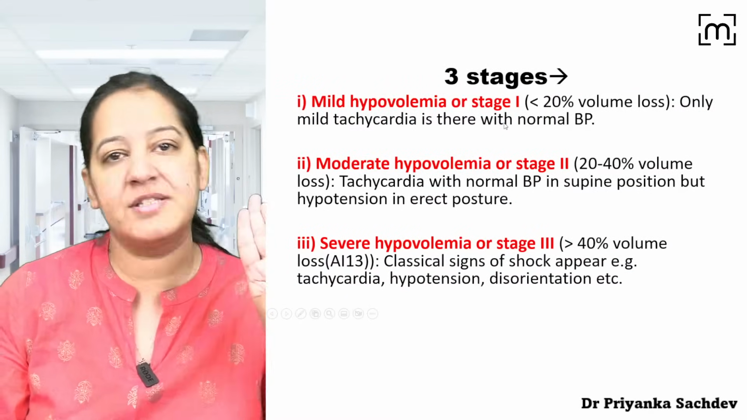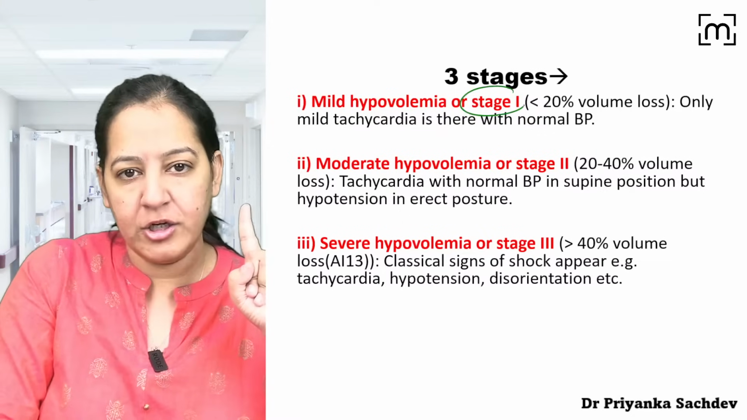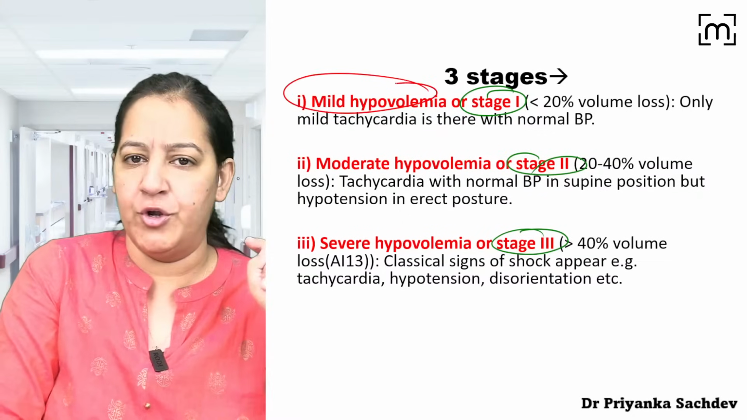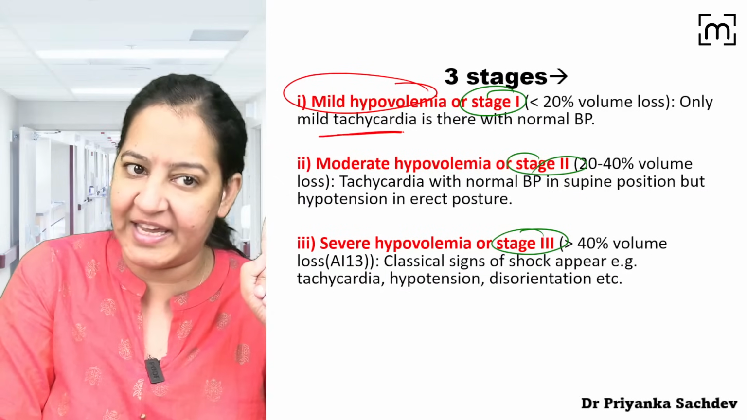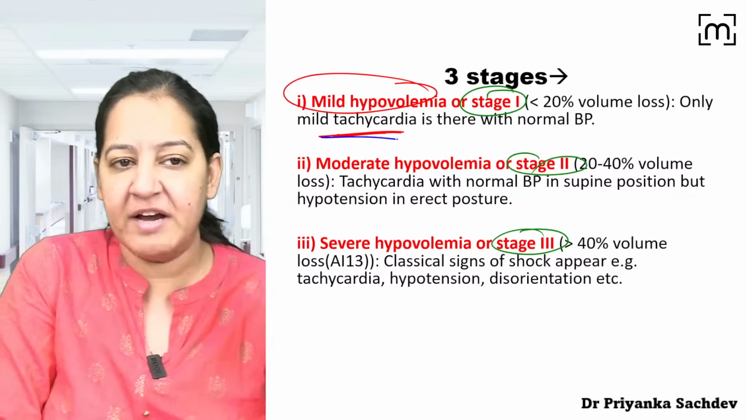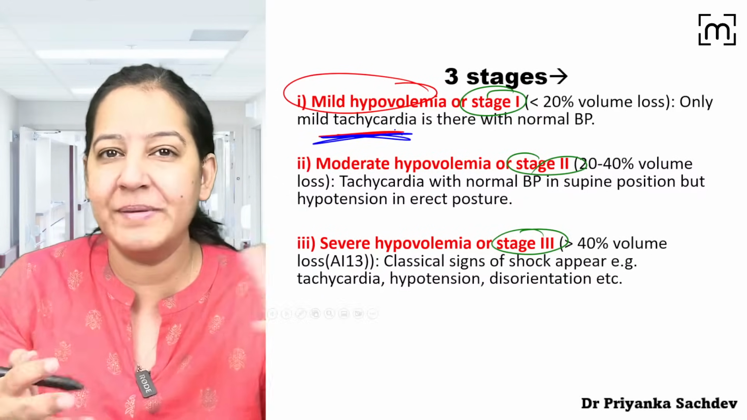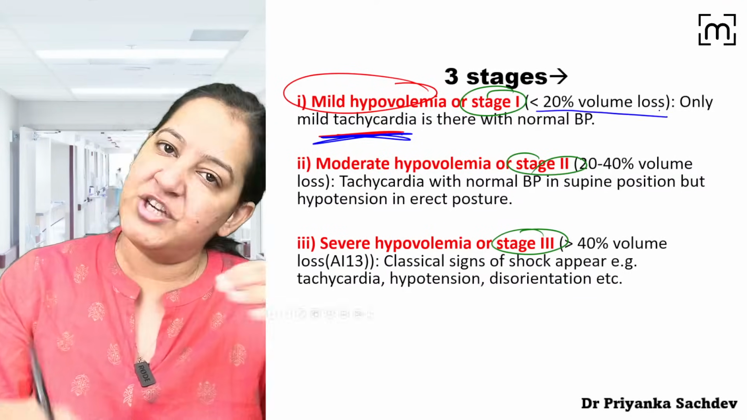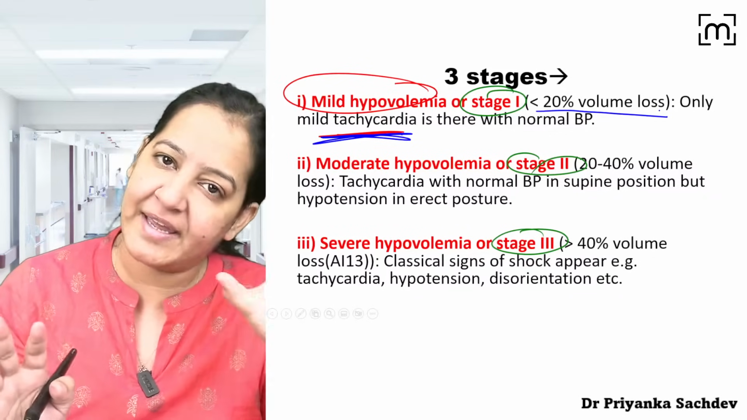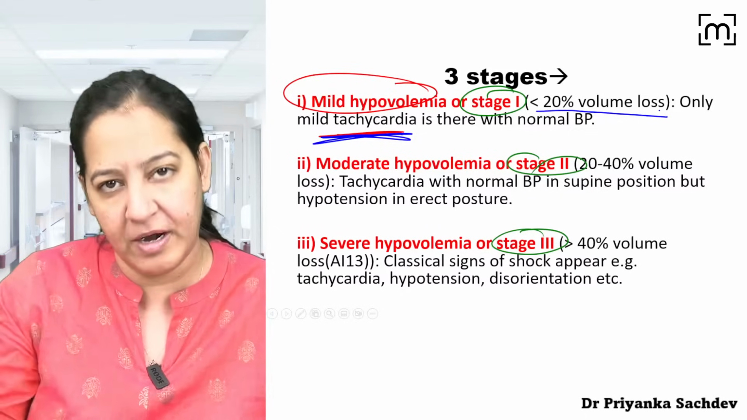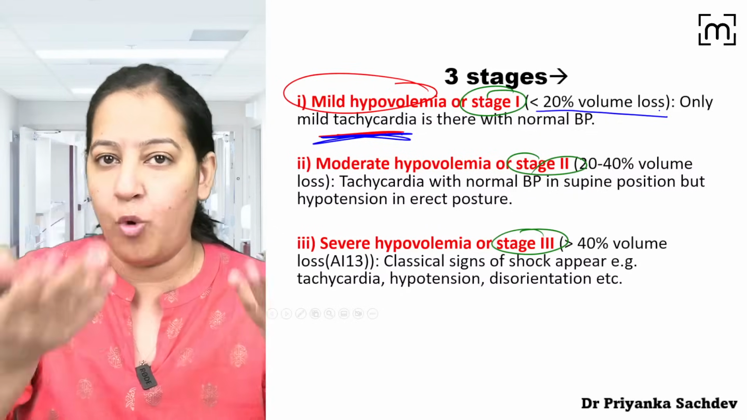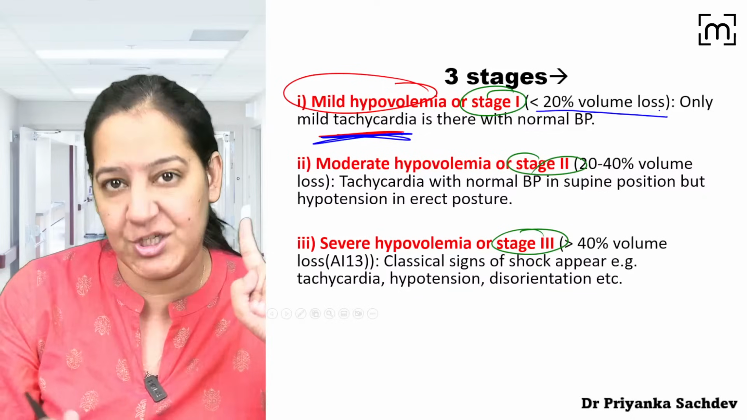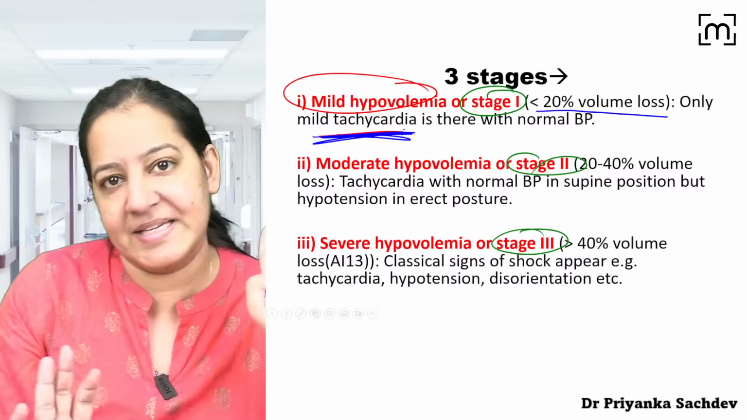Now, there are 3 stages in hypovolemic shock. Stage 1, 2, 3. Stage 1 is known as mild hypovolemia, right? The patient has only tachycardia, nothing else. The body is trying to compensate by tachycardia. If the blood loss is less, the patient does not need treatment. The patient will compensate with tachycardia and new blood formation will take place. Fluids can be given orally and the patient will compensate. This is mild hypovolemia, stage 1. Only tachycardia is the presenting feature.